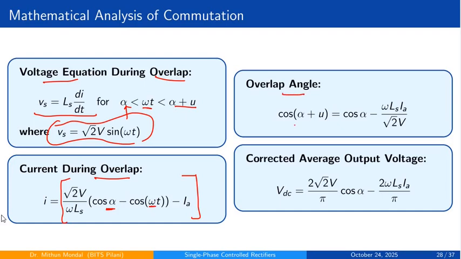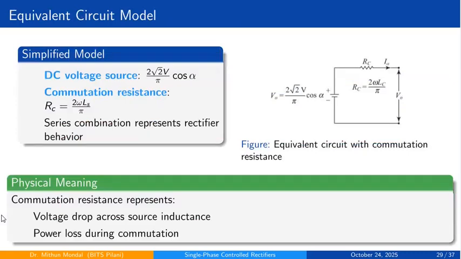The overlap angle can be estimated by this expression, which is cos alpha minus the drop. If you remember, this is the drop that we have in the voltage, and the corrected average output voltage that we get is the actual voltage minus the drop, which is 2 omega Ls Ia by pi.